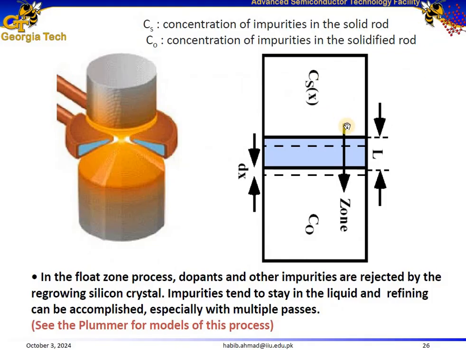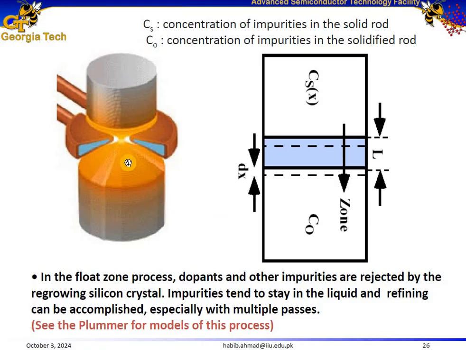Now let's talk about this diagram. In this diagram, Cs of x actually refers to the concentration of impurity in the solid rod at a given position x. So as we already discussed, we are referring to the polycrystalline silicon as the solid rod and the single crystalline silicon as the solidified rod. C naught is the initial concentration of impurities in the solidified rod.